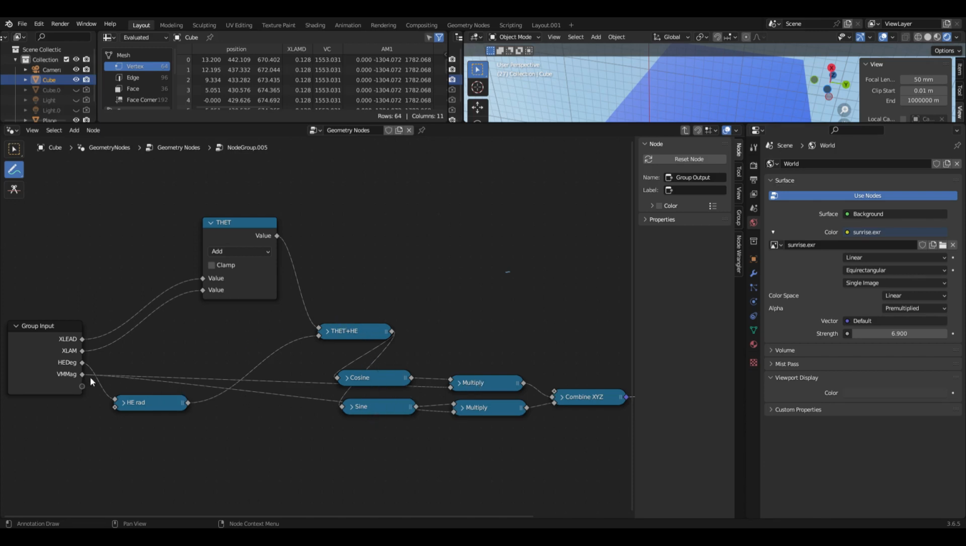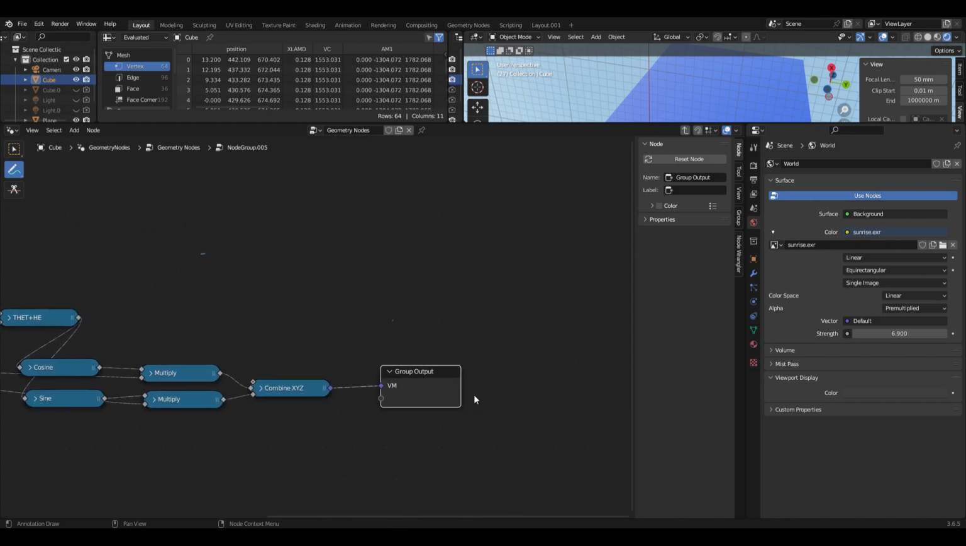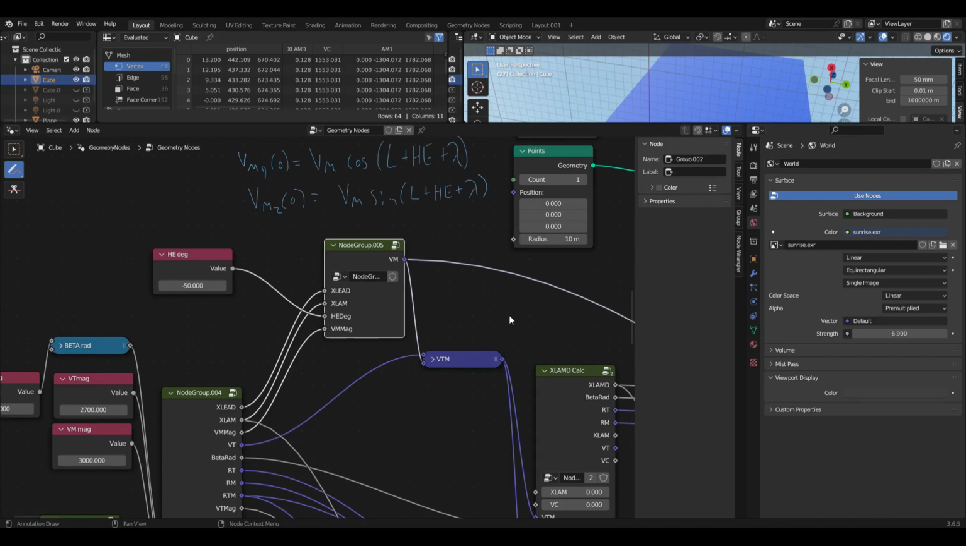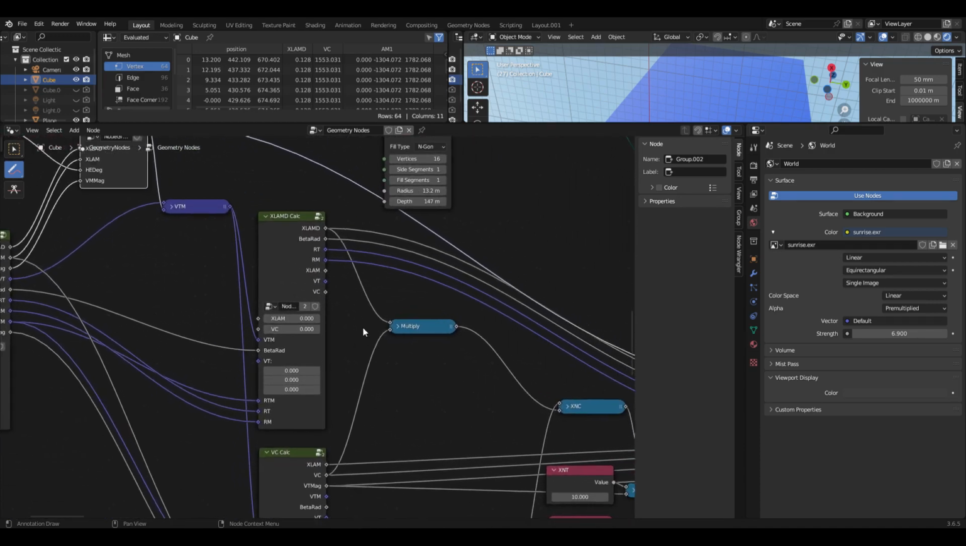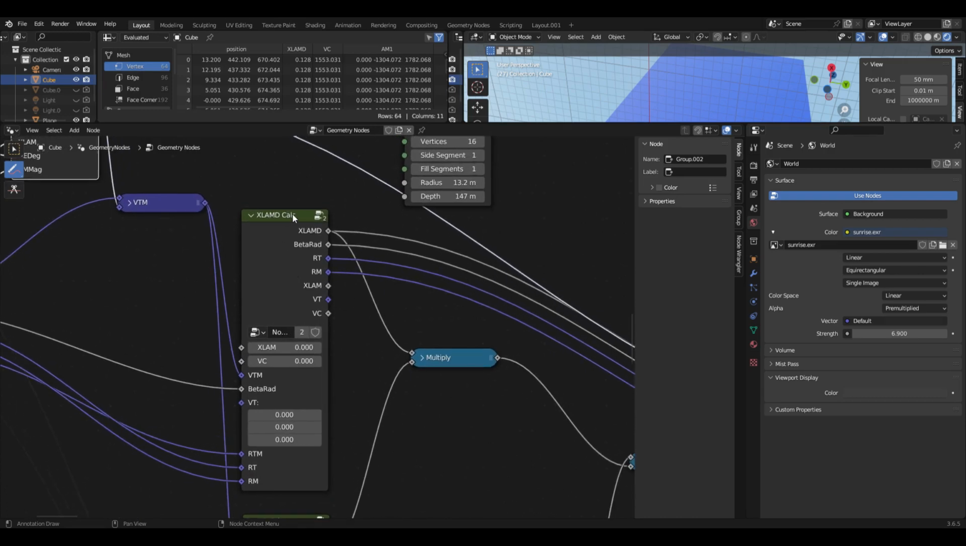And so if we dive into this, you can see that that's exactly what's being calculated. Heading angle is given in degrees, so I do the radians conversion. Theta is what I'm calling the lead angle plus the lambda. And then those go into the cosine and the sine once they're added with the heading error. And then they're multiplied by the magnitude of Vm.